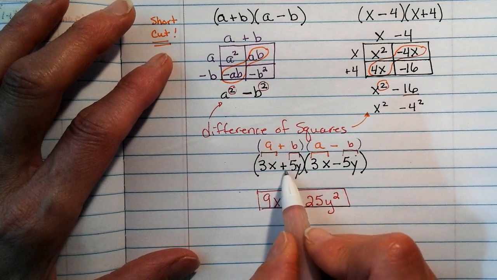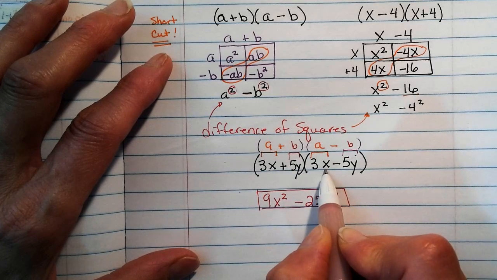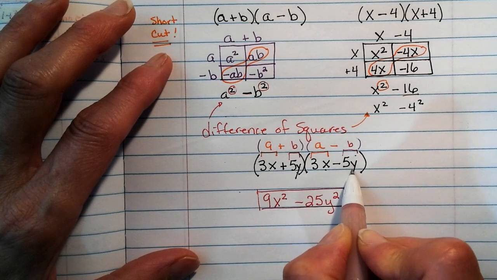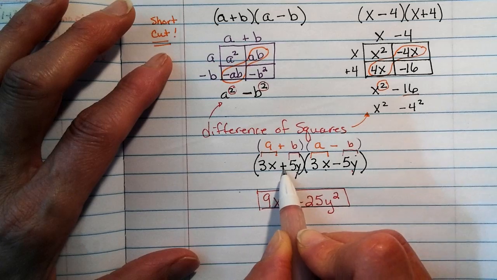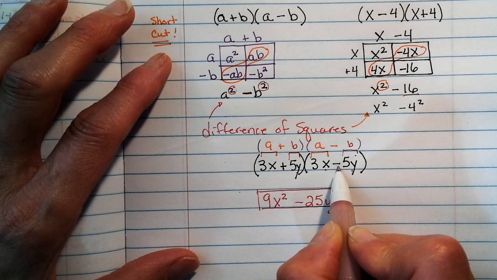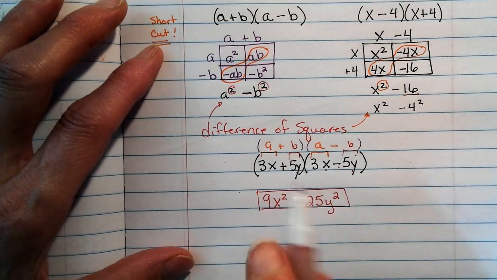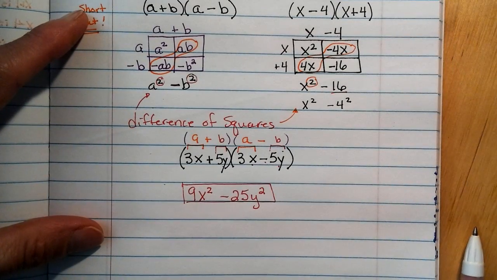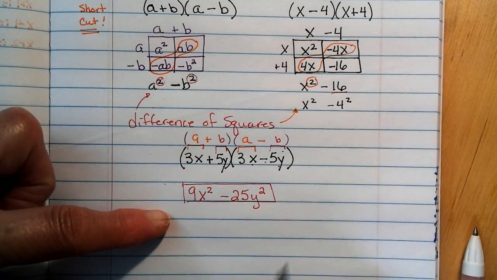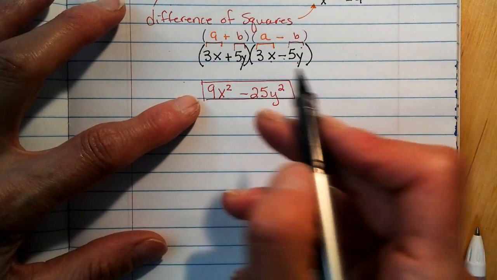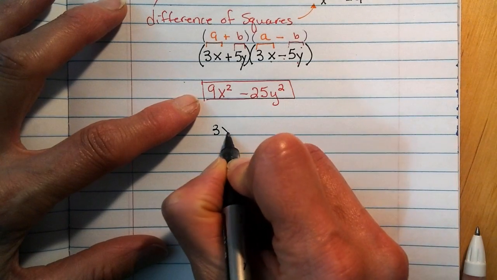But we can only do that when our first terms are exactly the same, our last terms are exactly the same, we have a plus, we have a minus. That's the only time we can do this. So the one last thing I'm going to do is I'm going to prove to you that this is the answer by doing it the long way.